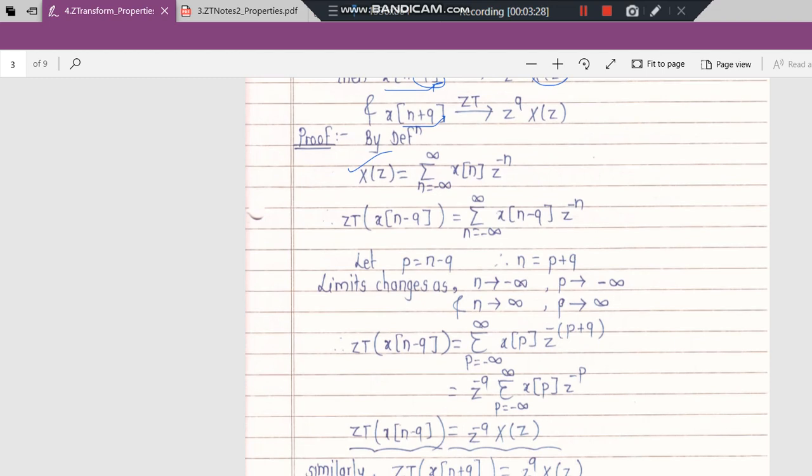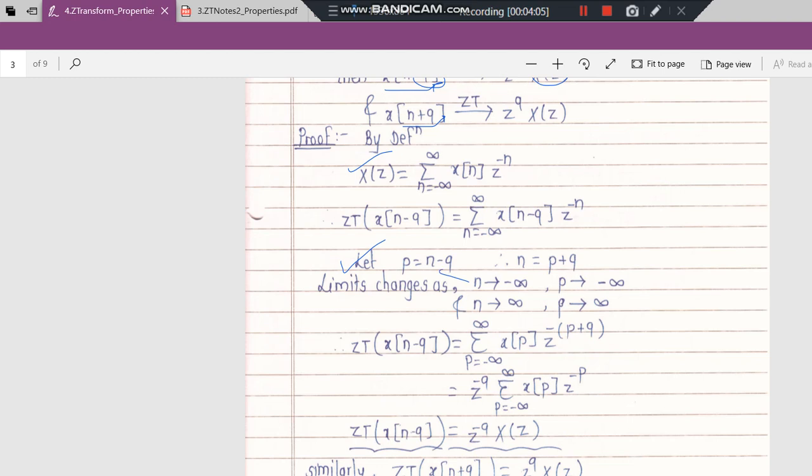In order to solve this, we have to do a substitution. Let p be equal to n minus q. In this case our n will become p plus q. Now we have to change the limits. How do we change the limits? Our limit is from n equal to minus infinity to plus infinity. When n tends to minus infinity, what will be the value of p? Putting n as minus infinity, minus infinity minus q is nothing but minus infinity. So when n tends to minus infinity, p tends to minus infinity.